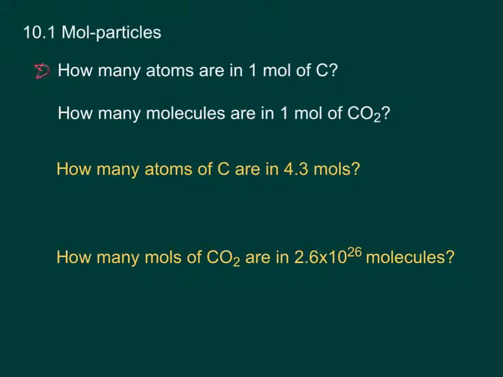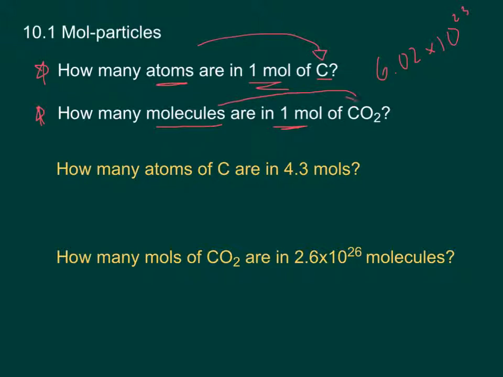For these first 2 questions, how many atoms are in 1 mole of carbon, or how many molecules are in 1 mole of CO2? Because we're talking about 1 mole, the answer is simply Avogadro's number. There's 6.02 times 10 to the 23rd atoms in a mole of carbon. Atoms because carbon is a single element. There are also 6.02 times 10 to the 23rd molecules in a mole of CO2, molecules because CO2 is a compound, a combination of different elements.